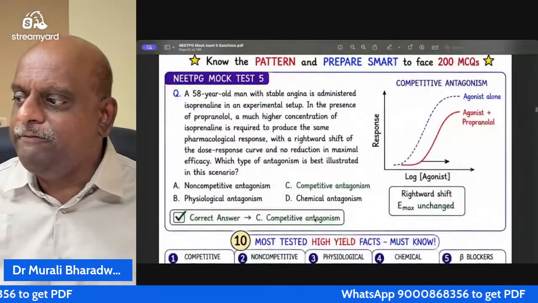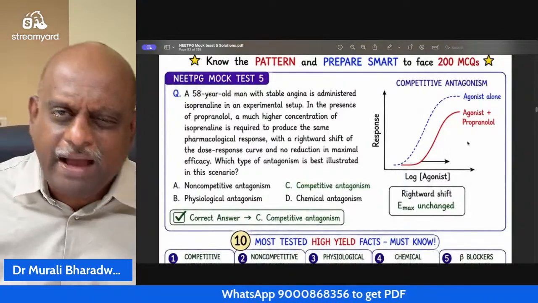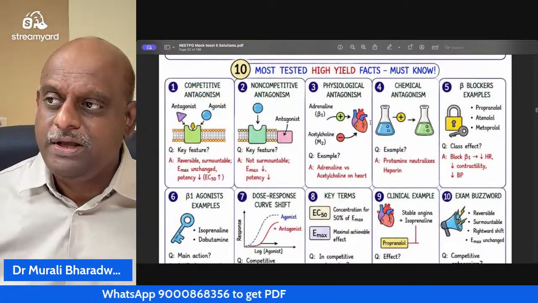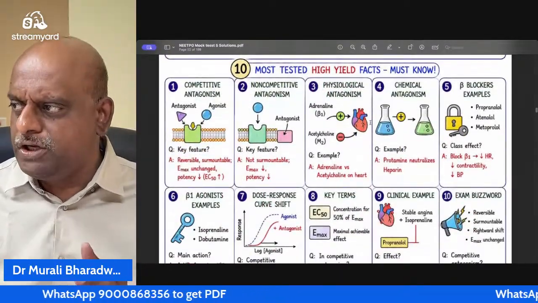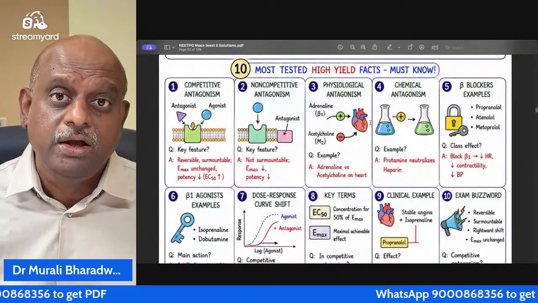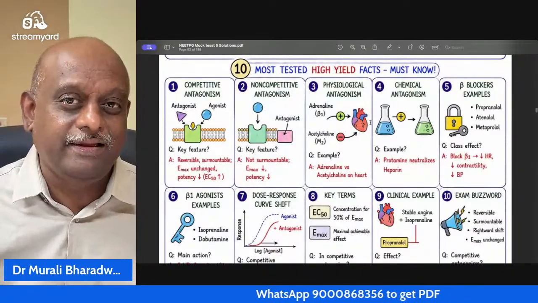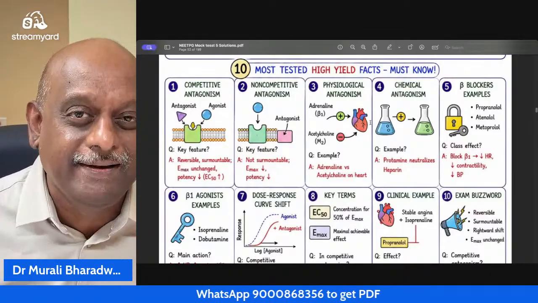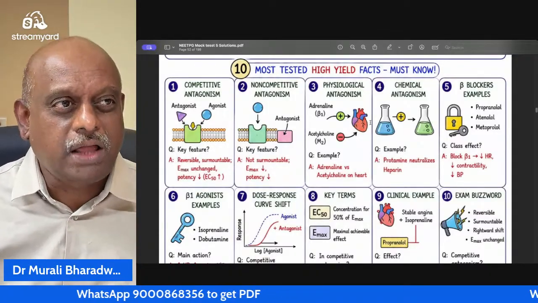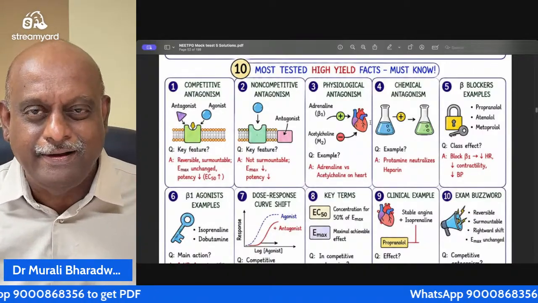Now, what type of antagonism is being presented where there is a rightward shift with the Emax unchanged? It is typically competitive antagonism. Competitive, non-competitive, physiological, chemical, different types of antagonism with examples which will affect the potency, Emax, everything. You need to be ready for the examiner. Exam hall में आप ताज्जुब नहीं होना, सरप्राइज नहीं होना, शॉक में नहीं जाना.